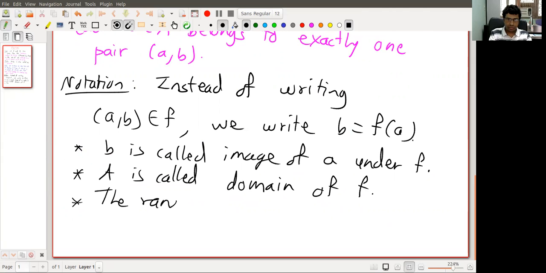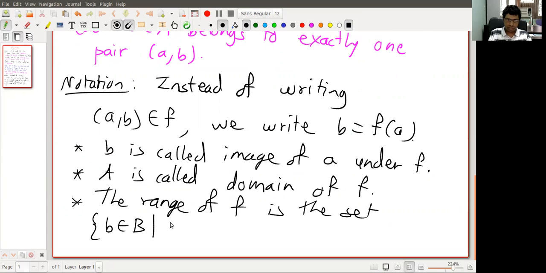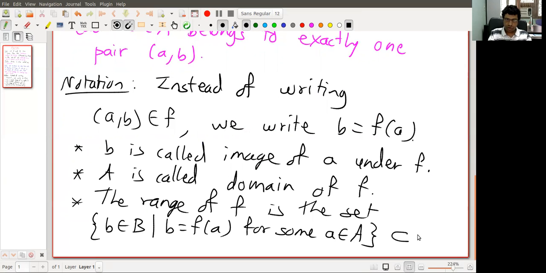The range of f is the set of all b in set B such that b equal to f of a for some a in domain A. And this range is a subset of B.